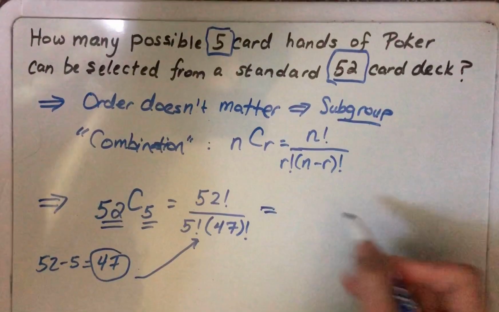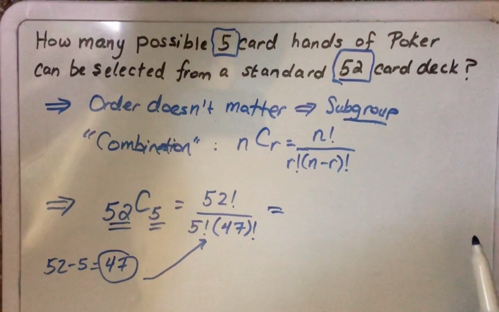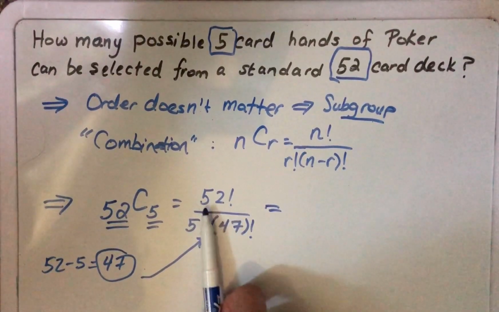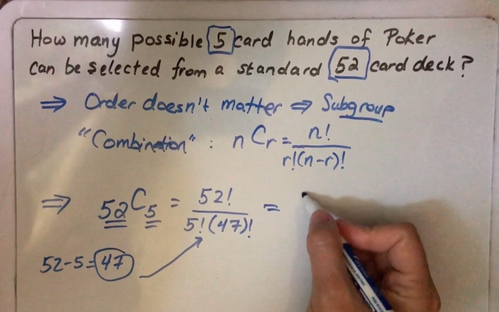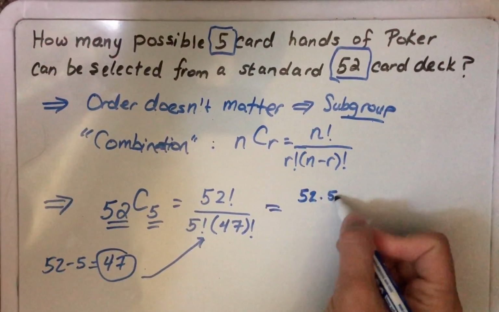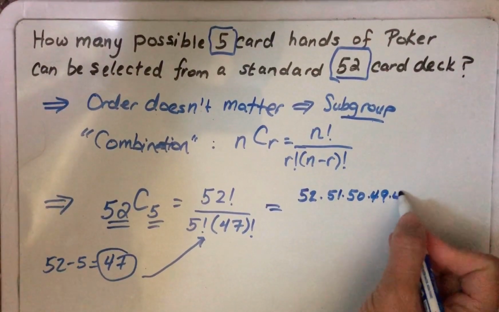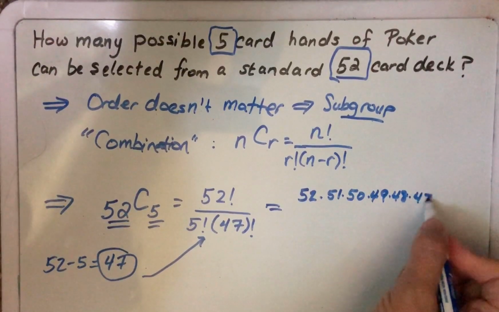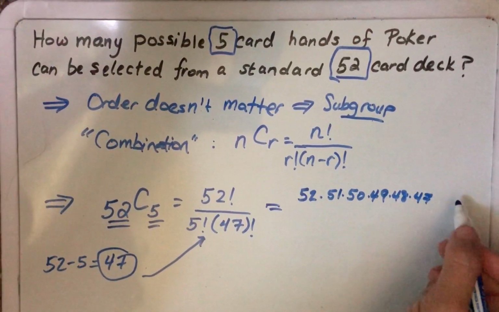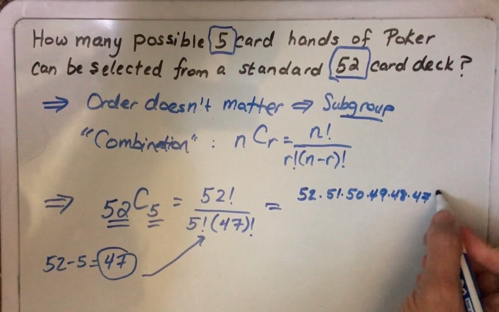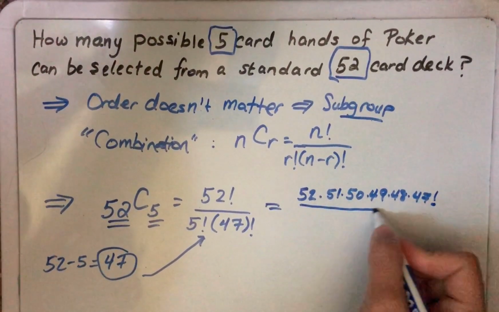Now, this is the part where if you were to put this in your calculator, you would have to do so very carefully and recognize that 52 factorial is going to be a huge number, because in reality, that's 52 times 51 times 50 times 49 times 48 times 47, technically times 46, 45, 44, all the way down until you reach 1. But I'm going to stop at 47 factorial. Think about why I'm doing that.